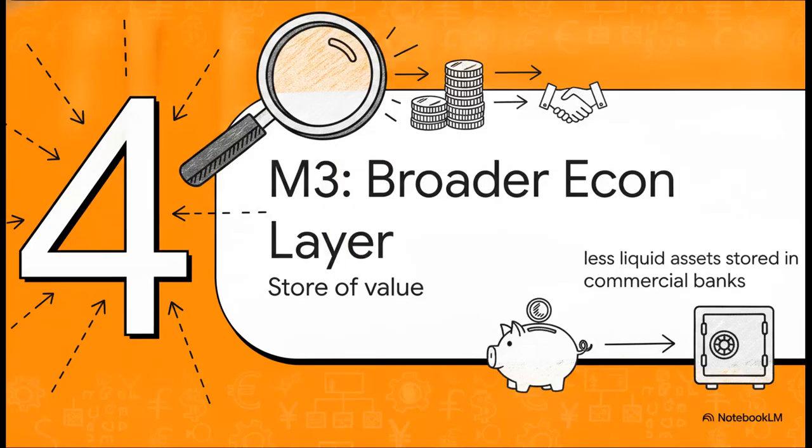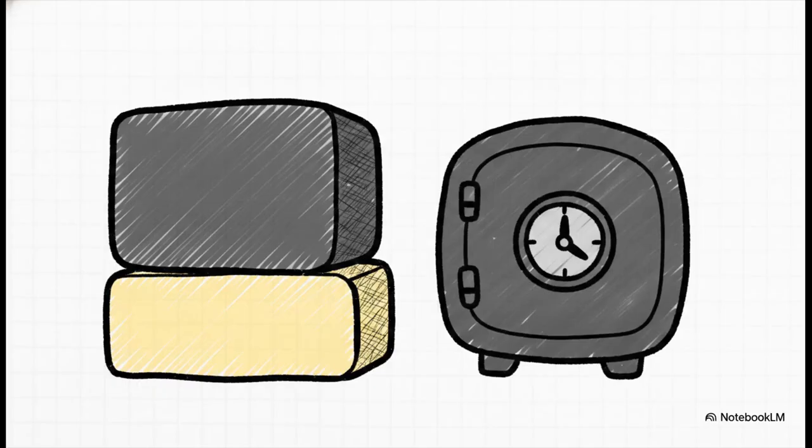Let's keep going. Section 4, M3, broader economic layer. Let's zoom out a bit further and transition to our third metric. We're widening our scope now to include less liquid assets stored in commercial banks, shifting our focus from just pure quick exchange to a massive store of value. Notice how M3 actually resets back to our foundational M1 base layer, but this time it substitutes the post office savings for TD, time deposits with commercial banks.